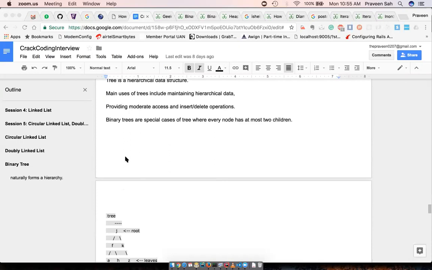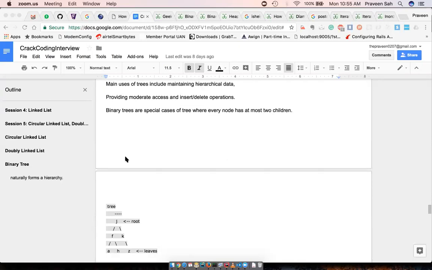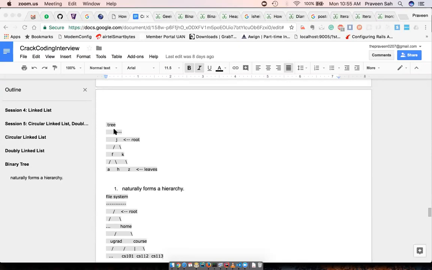We read about the binary tree a lot, where we have a left child and a right child. But a tree can have any number of children. If you see this tree structure, J is the root and it has two children, F and K. Then F has two children, A and H, and K has one child, Z. So this is a binary tree. What is a binary tree? A tree where every node has at max two children, a left child and a right child.